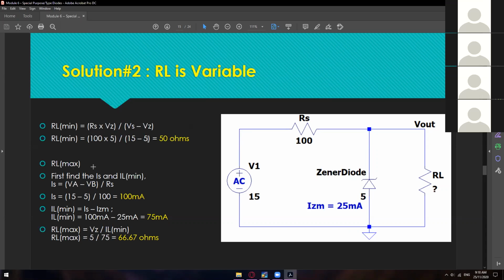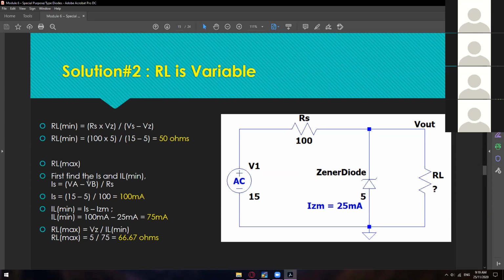Okay, and then solving for the RL max. This one is actually kind of longer to solve than the RL min. That is usually the case. So before you are able to solve for the RL max, you have to find the IS and the IL min first.